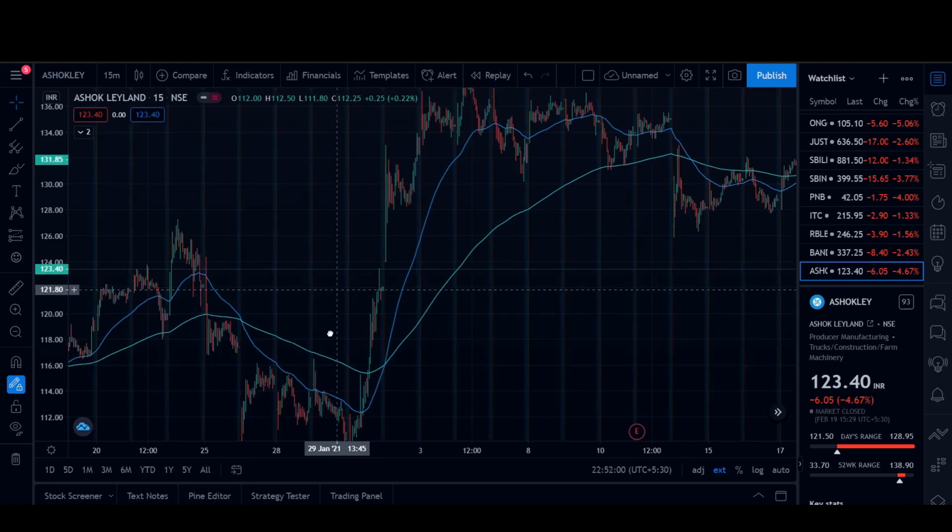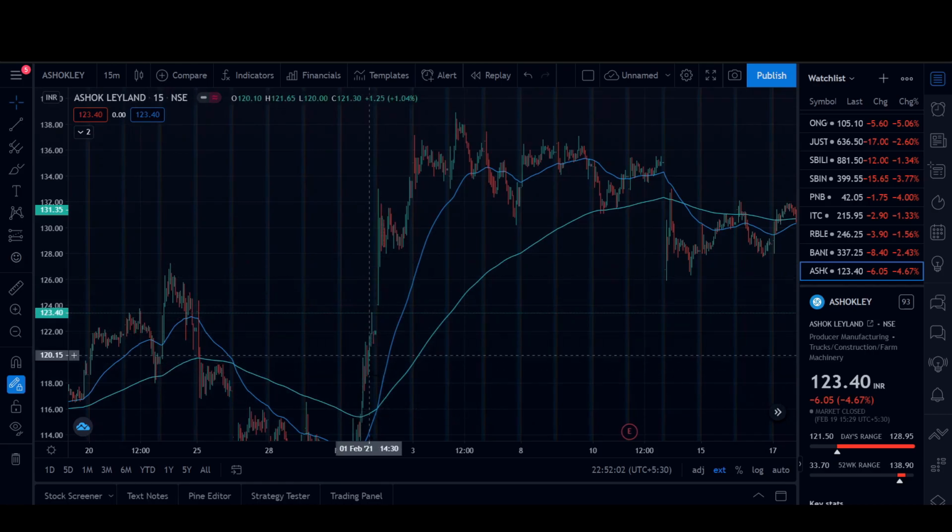As we can see here, the 50 EMA is acting as a support till here. You would have bought in on Feb 1st or Feb 2nd, and we would have sold it on Feb 4th, somewhere here, with a good gain. Let's say we bought it at around 122 and sold around 138, 140, which is a pretty good uptrend.